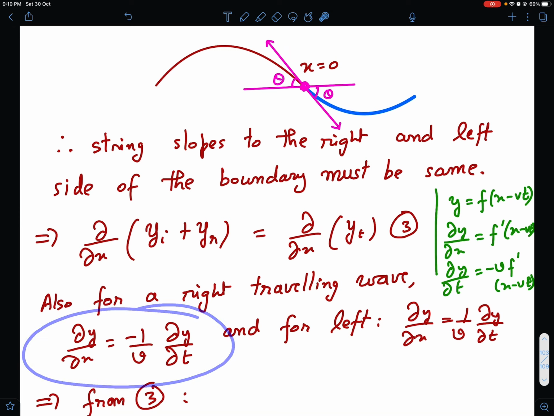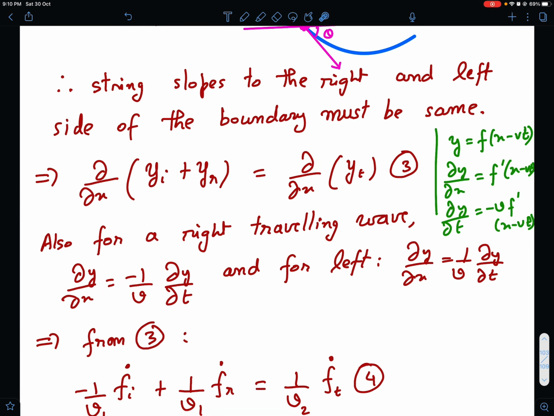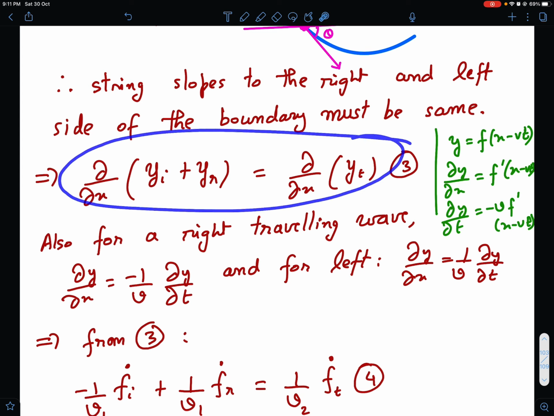This is a trivial fact, generally used as a standard fact stated while teaching waves and sound. So for a right travelling wave, del y by del x is minus 1 by v del y by del t, and for the left travelling wave, del y by del x is 1 by v del y by del t. So this gives us a method for transforming the space derivative into a time derivative.